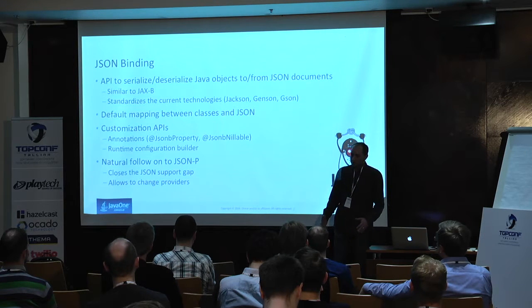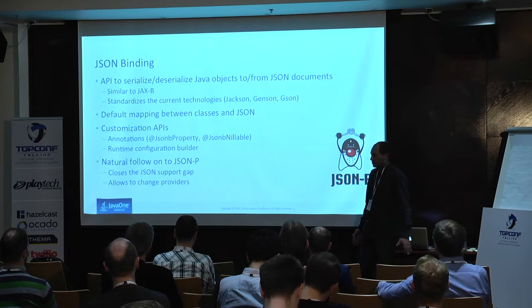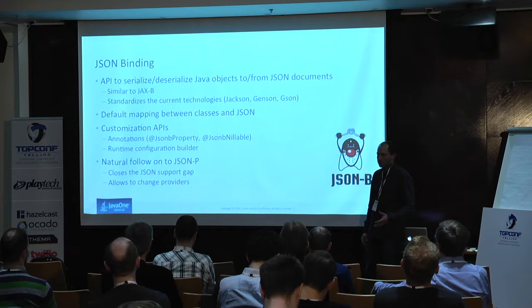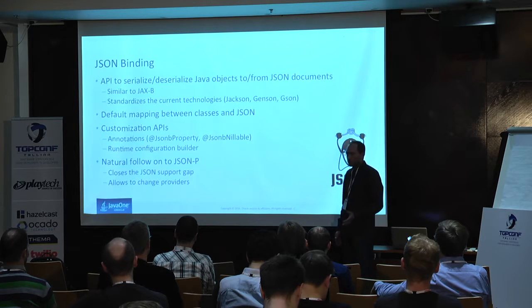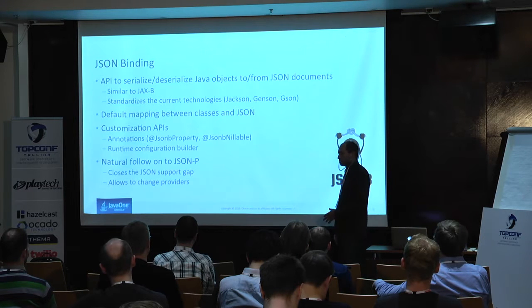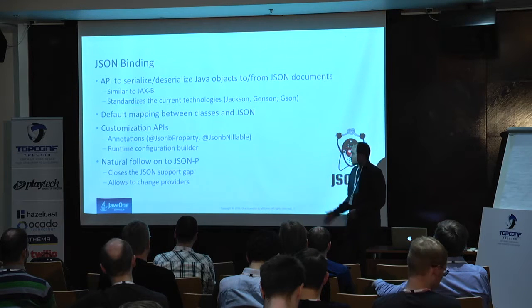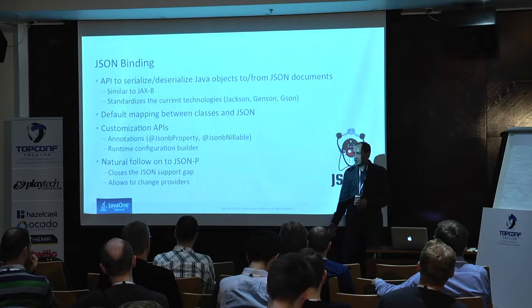It offers or defines default mappings, default behavior. So basically, if you have some existing data model or domain model classes, and you want to get a JSON document out of them, you just call the API and it will somehow transform the classes to a JSON document by itself. It offers some customization APIs and is a natural follow-on to JSON-P.